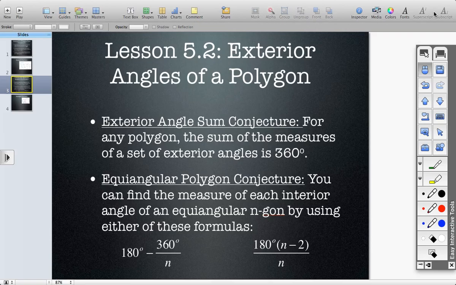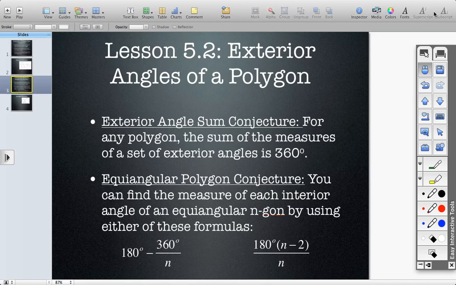Lesson 5.2, talking about the exterior angles of a polygon. So the exterior angle sum conjecture that we discovered from our investigation states that for any polygon, the sum of the measures of a set of exterior angles is 360 degrees. So it didn't matter if I had a quadrilateral, a triangle, a pentagon, hexagon, octagon, decagon, dodecagon, whatever. If I added up all of those exterior angles, it was always going to equal 360.